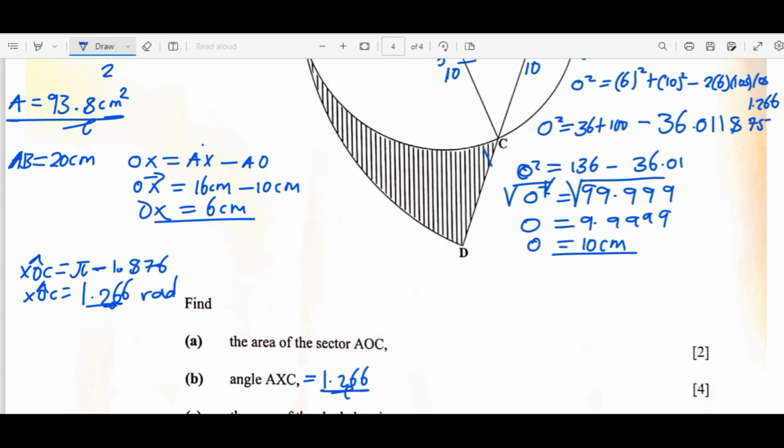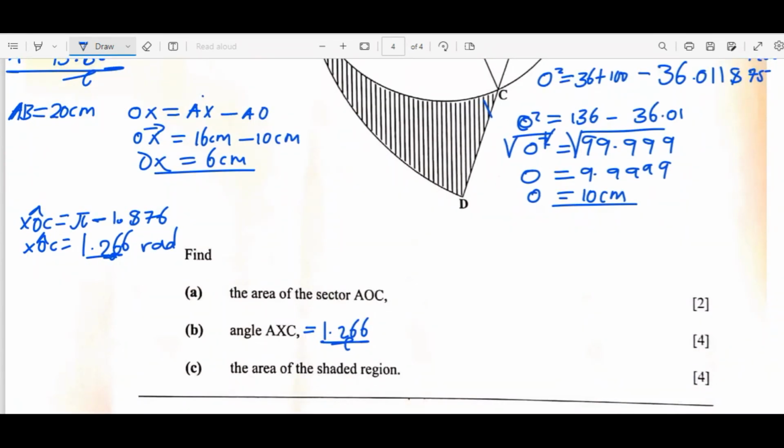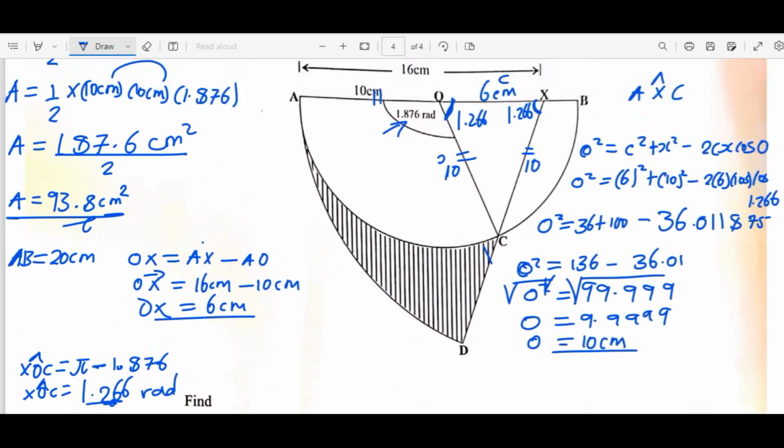Right, we move on now to question C. In question C, we want the area of the shaded region. So how can we come up with this area? If you look at this given figure carefully, this part is the sector. This is the sector, so we can find the area of this sector.